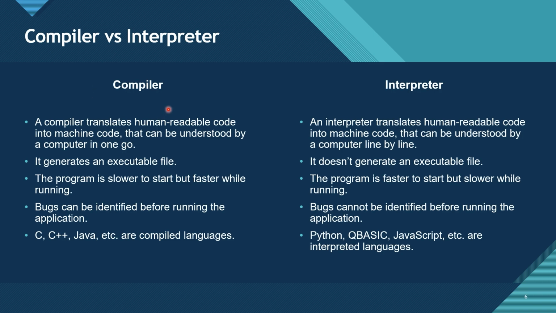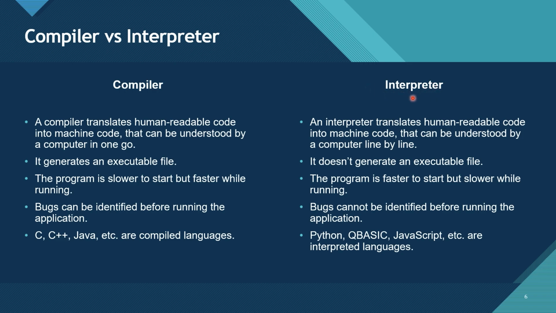Now in the case of the compiler, the program is slower to start but faster while running. What I mean by that is when you start it, the compiler takes a few seconds to compile everything because it translates everything you have written. So it takes a few seconds, and then while running it's way faster because it does not have to translate your program.